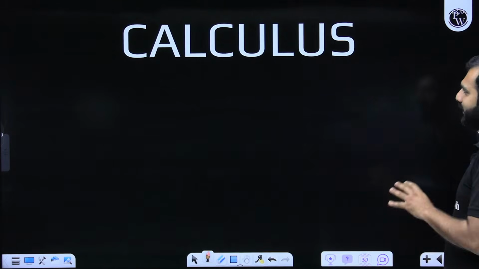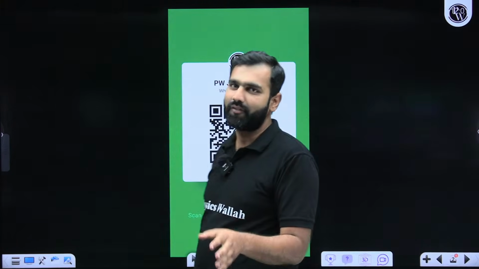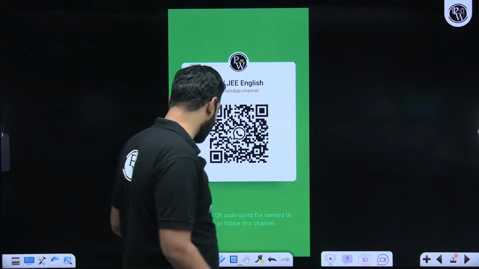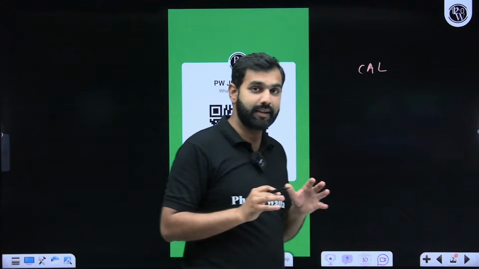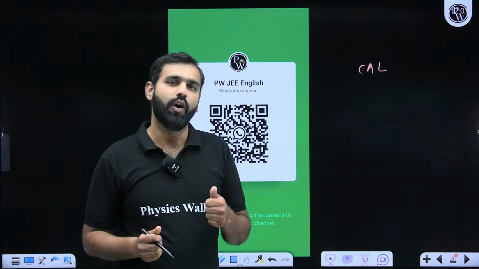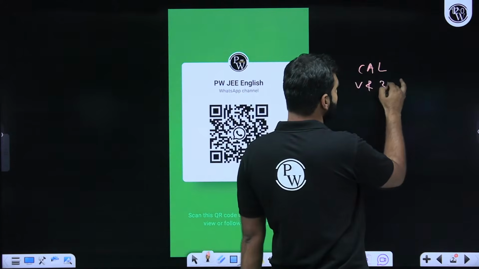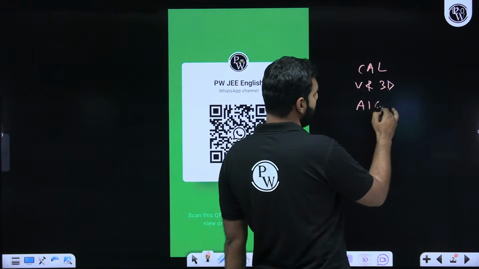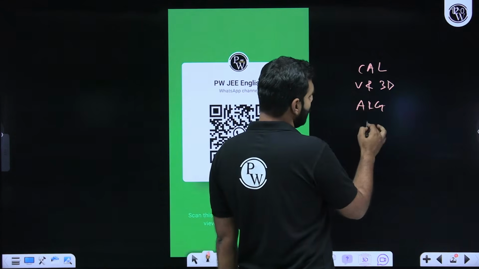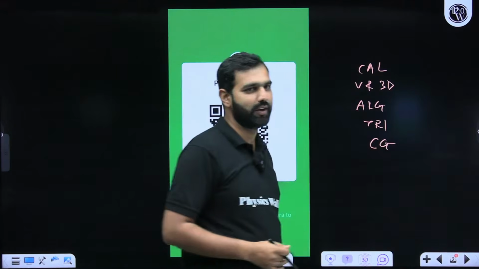With that, let's start with calculus. Let me give you an outline of what we'll be covering in this session. We'll be starting with calculus. I'll be making you revise all the concepts, all the formulae basically of calculus. After calculus, we'll go for vectors in 3D. Once we are done with vectors in 3D, we'll go for algebra, and then after this, I think we'll go towards trigonometry, and then in the end, we'll culminate this session with coordinate geometry.